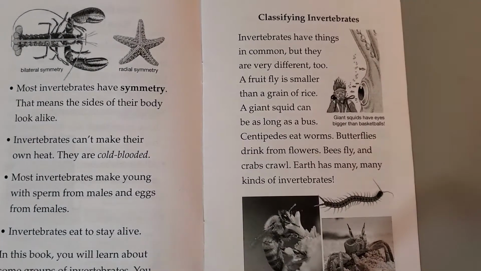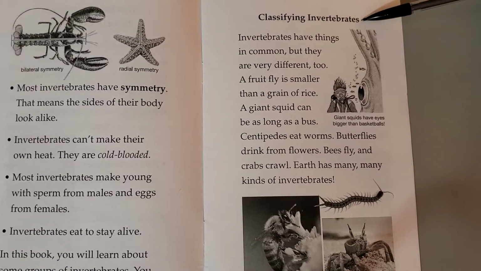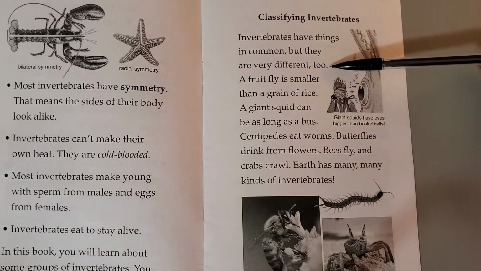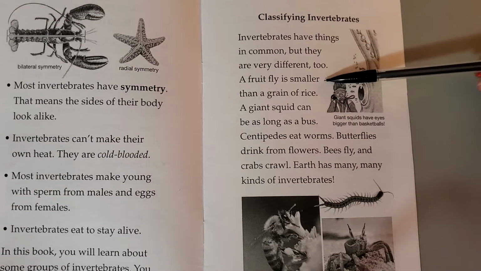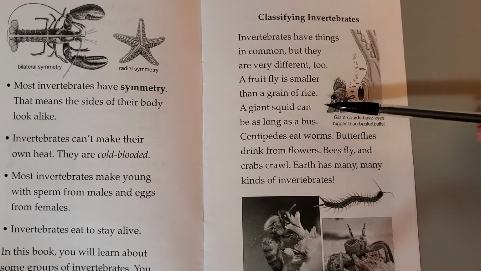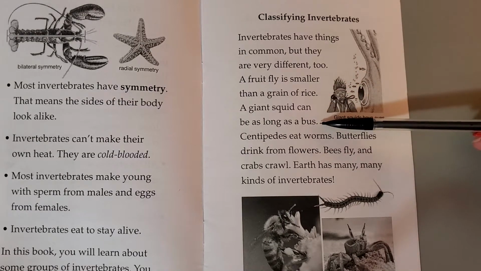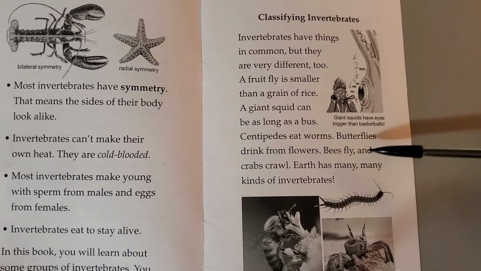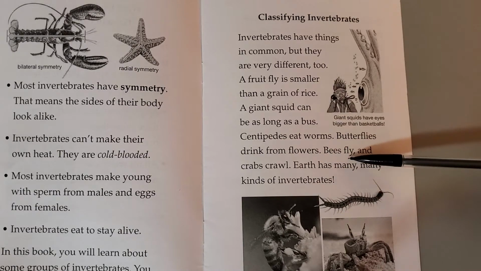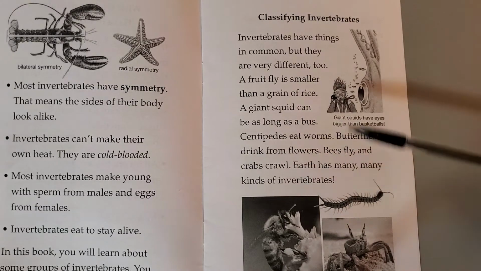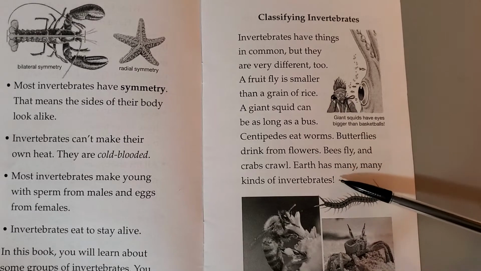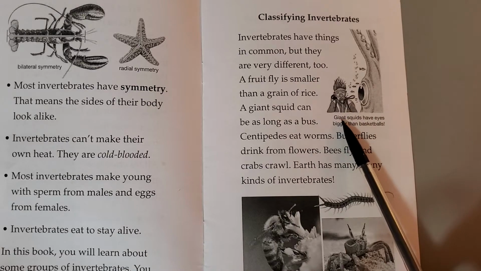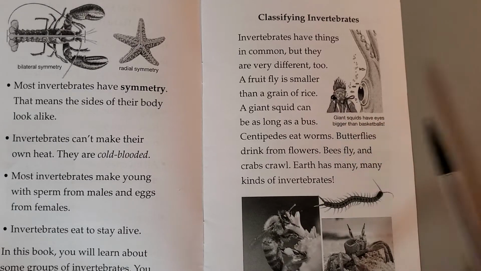Our next chapter is going to be classifying invertebrates. Invertebrates have things in common, but they are very different too. A fruit fly is smaller than a grain of rice. A giant squid can be as long as a bus. Centipedes eat worms. Butterflies drink from flowers. Bees fly and crabs crawl. Earth has many, many kinds of invertebrates. And over here, this diagram says giant squids have eyes bigger than basketballs.